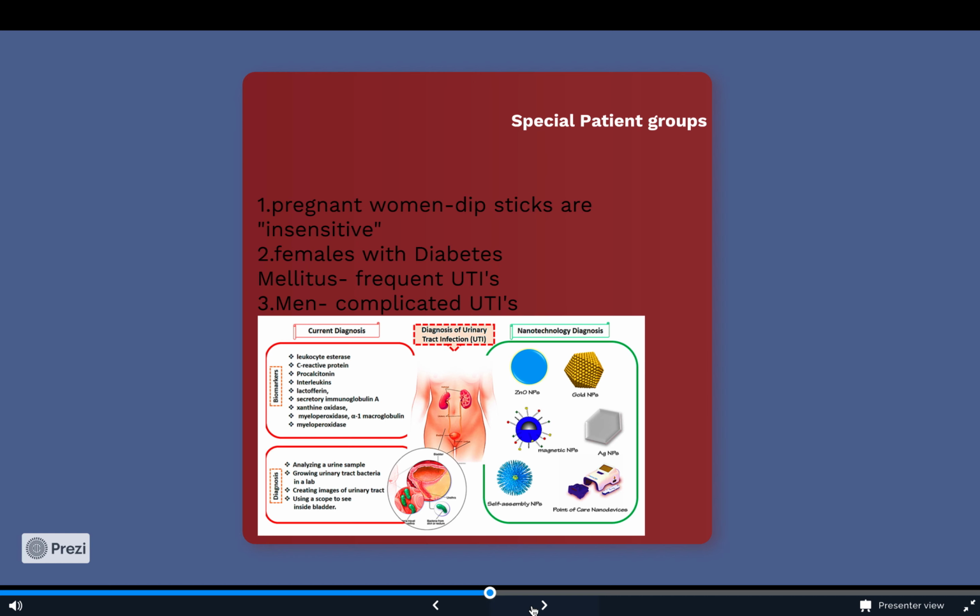Females with diabetes mellitus have very frequent UTIs, and they are very complicated UTIs because of how resistant the bacteria is. And for men, it is always going to be a complicated situation to diagnose their UTIs. Most likely you would use a urine culture, and the dipsticks is not precise if you use that.